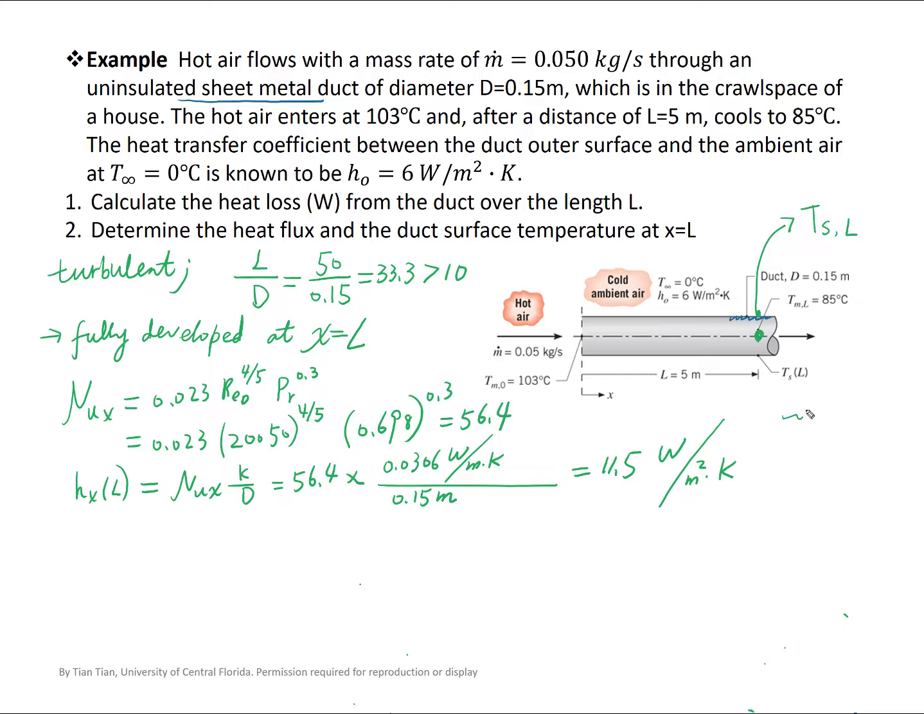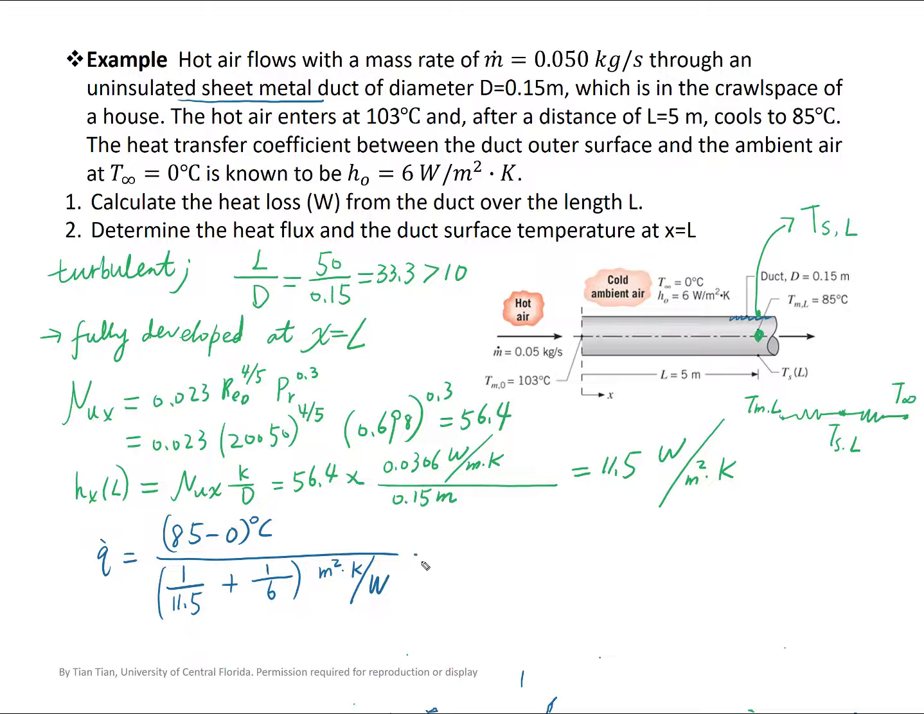Now we can calculate the heat flux. Remember, we have two resistors. This is TmL, this is T infinity. This is TsL. So heat flux is 85 minus 0 degrees Celsius divided by 1 over inner convection coefficient, which is 11.5, plus 1 over outer convection coefficient, which is 6. This is 335 watts per meter squared.